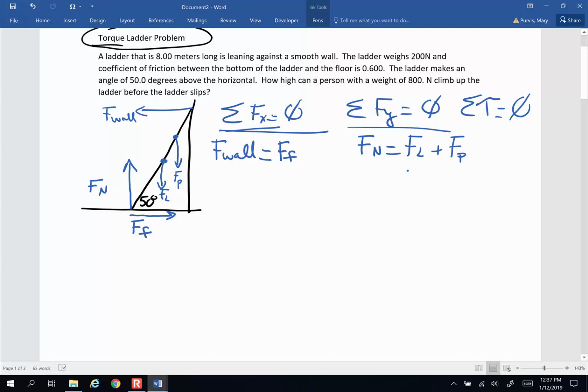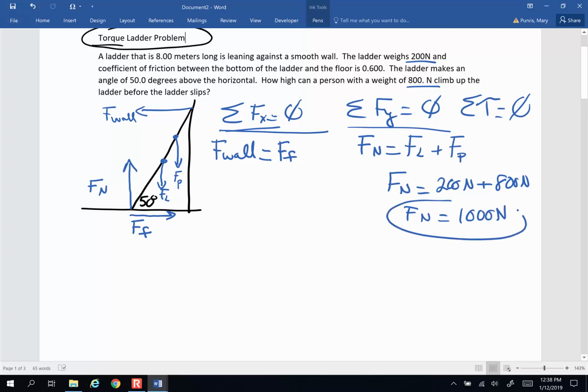Now let's put our numbers in, and I'm going to start with y. My normal force is going to be equal to the weight of the ladder, and we're told that the ladder actually weighs 200 newtons, and the person who climbs the ladder is going to weigh 800 newtons. So the normal force upward by the floor is 1,000 newtons. Put a circle around that because that's kind of a nice thing to have.